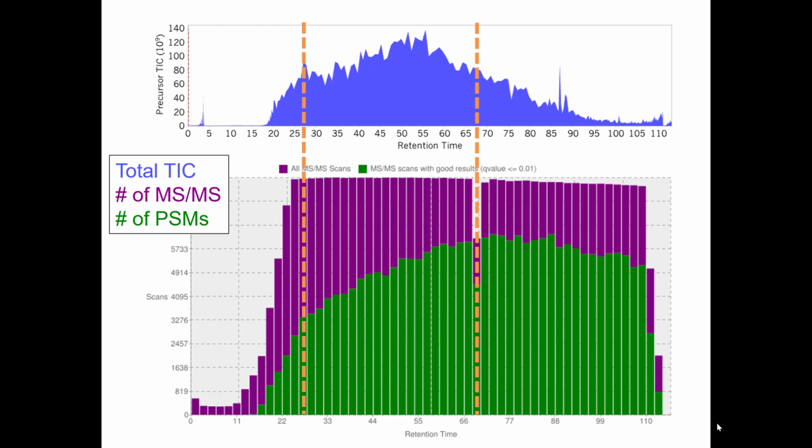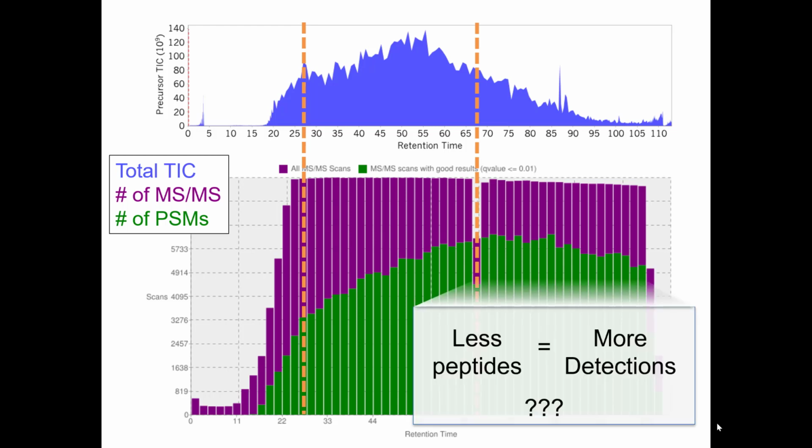This here is the number of detectable PSMs out of that batch. So it's the percentage of the PSMs that we were able to say belonged to a peptide. And if you look at this, it's a little strange: you notice that in this region here, we actually get a higher number of peptides detected, despite the fact that there are fewer peptide signals, right? What's going on here? What does this mean?